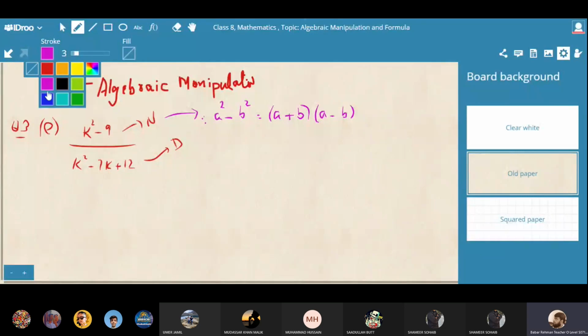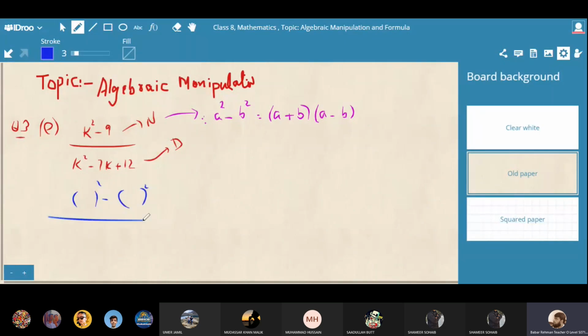So what am I going to do? I will put the square over here and then I will put the square here, and in the denominator I will factorize. Can anybody tell me what will come here? Over here k will come. Whose square is 9? 3. Are you getting my point? Okay, 3 will come here.